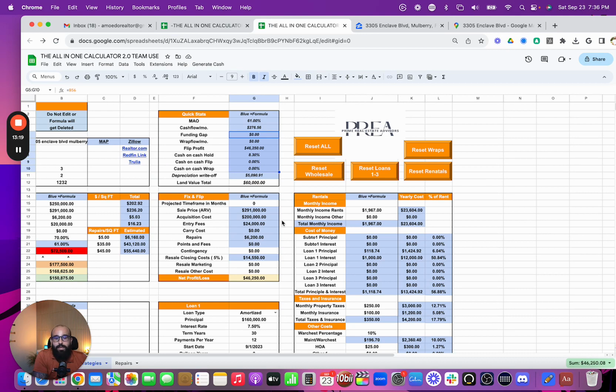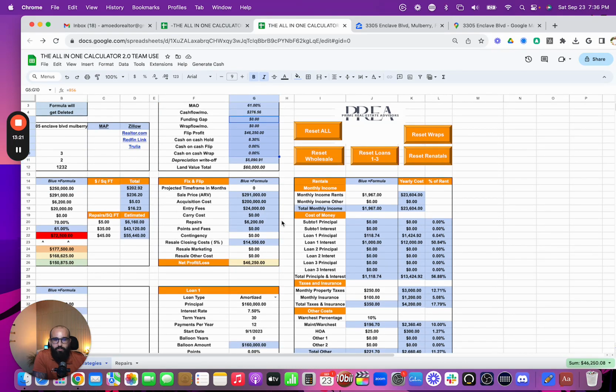Now, let's say this was a flip. Okay. So we went from a buy and hold to a flip. Here you can see where the fix and flip section is right here. And this number right here is how long it's going to take you to flip this property. So right now it's at 0. We're going to go up to 6 months. Okay. And I'm going to click enter, and you're going to notice that all of the numbers changed.